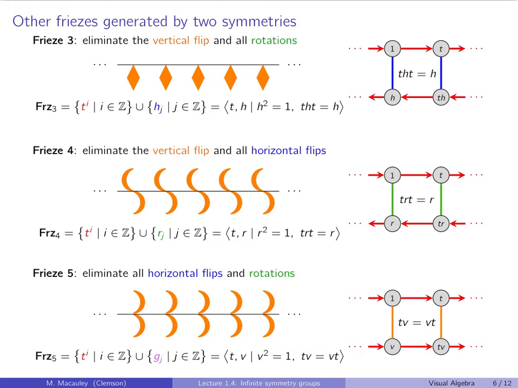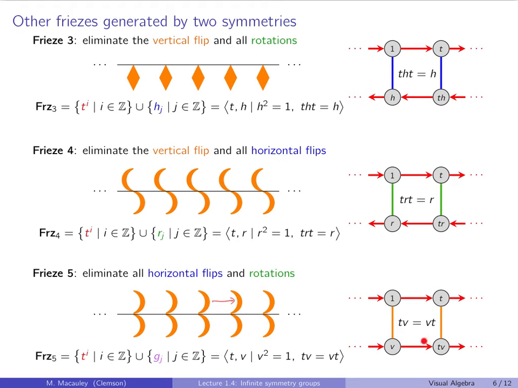Here's something else we can do. We can eliminate all horizontal flips and all rotations. We can do that by preserving the translations and the vertical flip. So now this frieze group contains all translations and all glide reflections, because the glide reflection is just a translation with the vertical flip. So this is generated by T and V. V squared is 1, but notice that TV and VT now commute. So TV equals VT. This one you can see a little bit easier. If you translate this thing to the right by one notch and then vertically reflect, that's the same thing as first vertically reflecting and then translating.